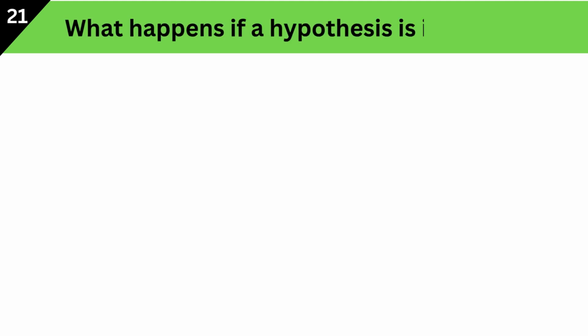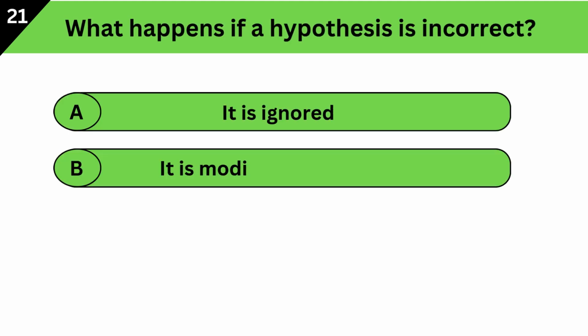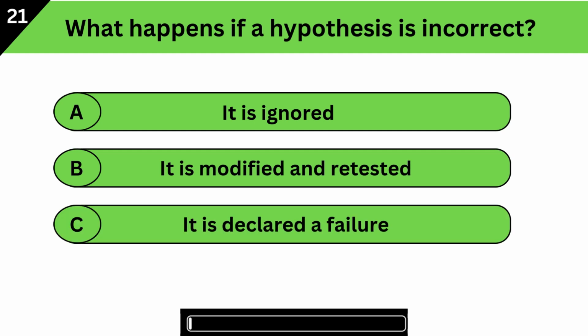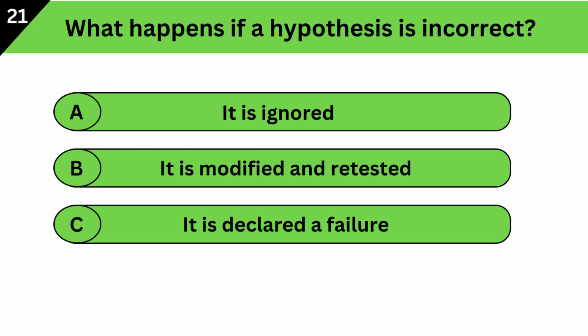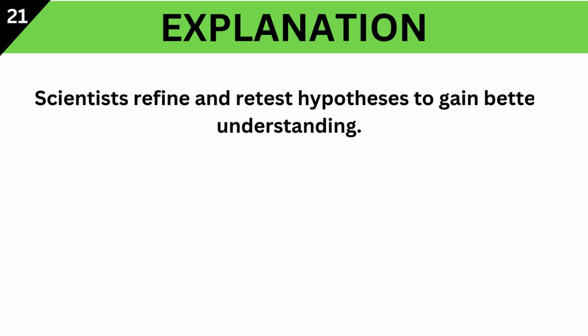What happens if a hypothesis is incorrect? Option A, it is ignored. Option B, it is modified and retested. Option C, it is declared a failure. Correct answer. Explanation. Scientists refine and retest hypotheses to gain better understanding.